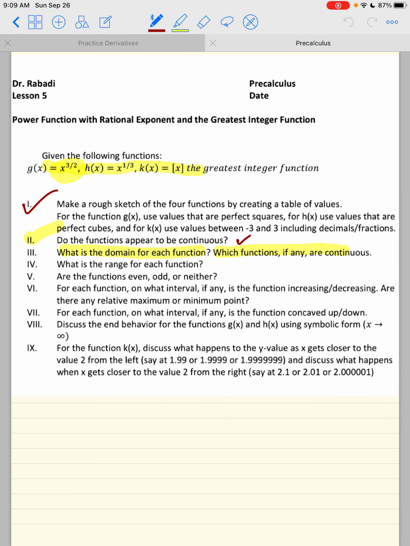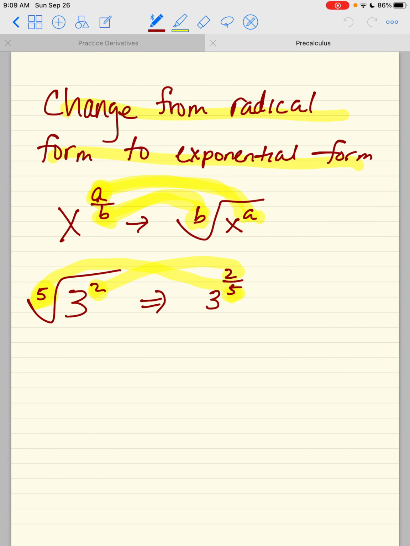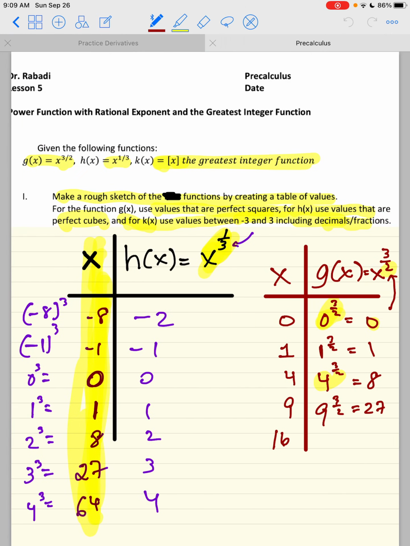Okay, let's go back here. We took care of domain, we took care of range. We're talking about which functions are even, odd, or neither. And then we're going to talk about increasing, decreasing, concave up, concave down. So let's talk about even and odd.